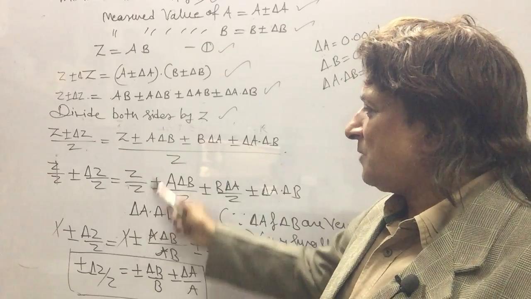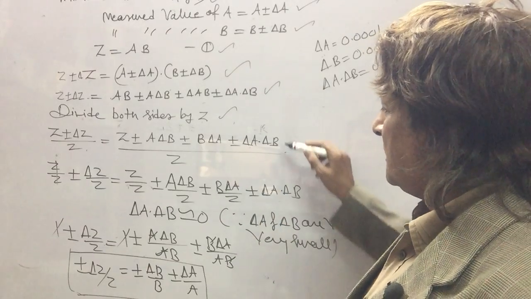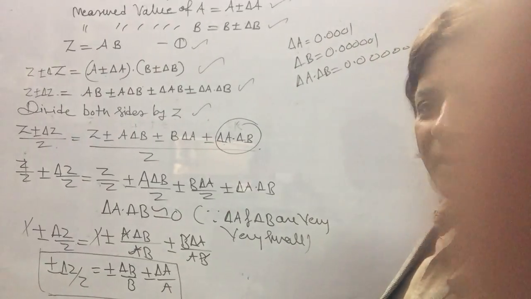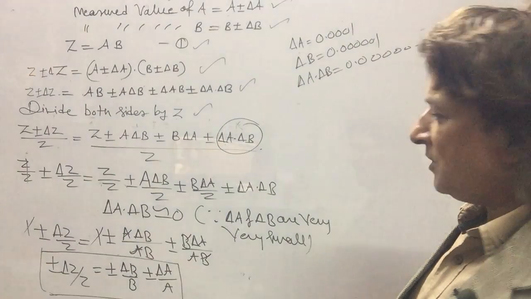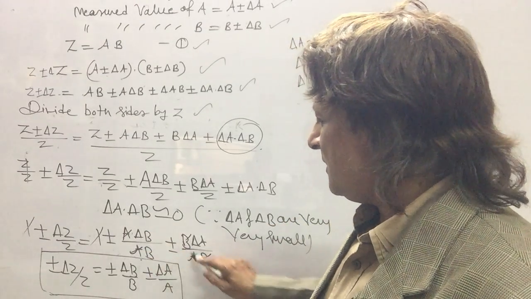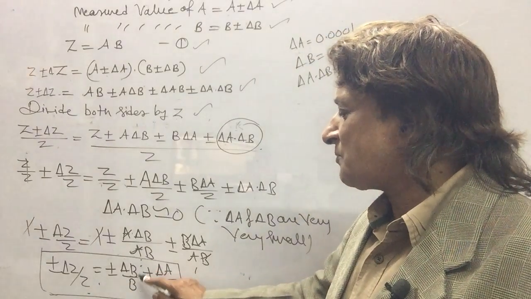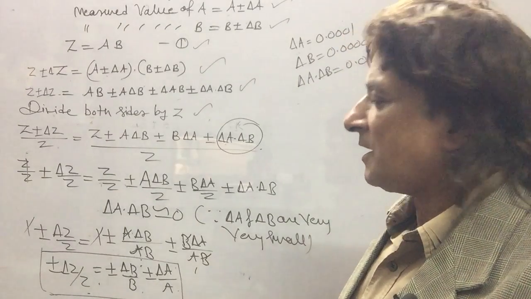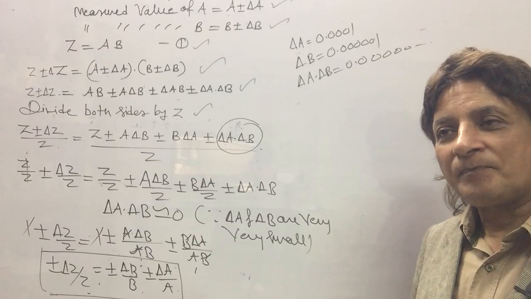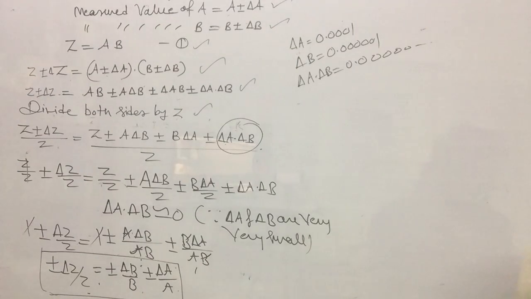1 plus minus delta Z upon Z, Z upon Z, that is 1 plus minus A delta B upon Z plus minus B delta A upon AB. Delta A delta B are very, very small, so it can be neglected. So A gets cancelled, B gets cancelled. So what is propagation? Plus minus delta Z by Z equals plus minus delta B by B plus minus delta A by A. Is it clear? Yes, sir. This is propagation of error in product, that is AB.